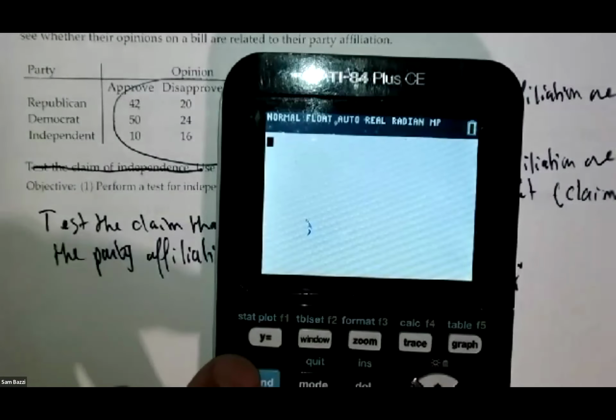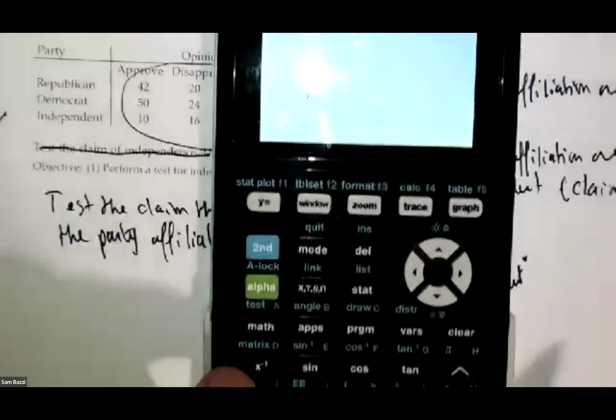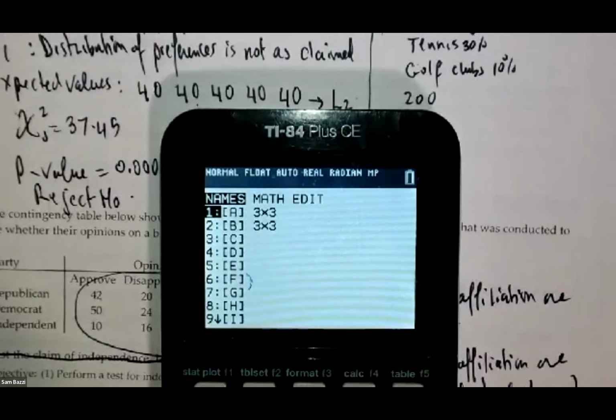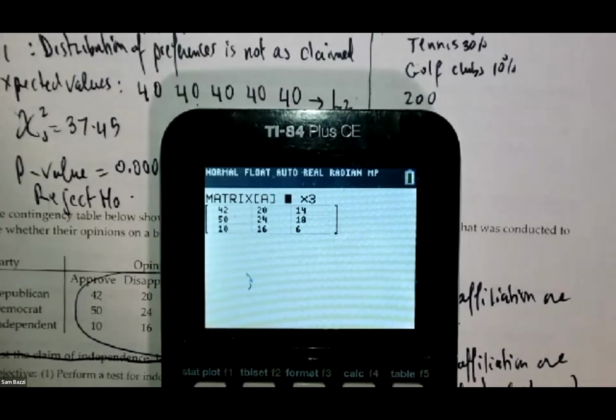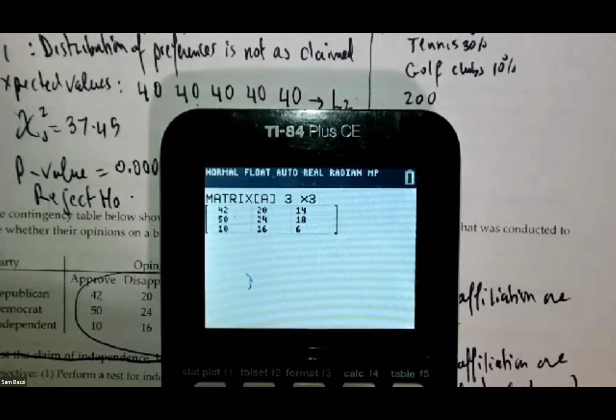You go to second, and then this guy right here, guys. X inverse. It shows matrix. You go to edit and press enter. And if your calculator doesn't show 3 by 3, you type in 3 by 3, and start entering the data.